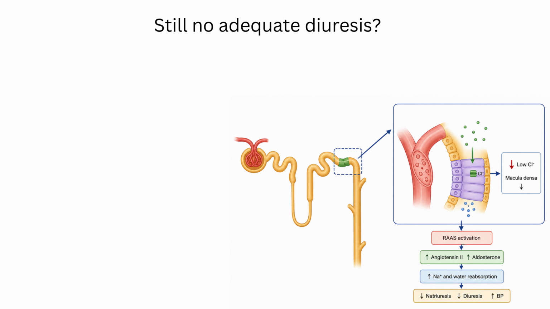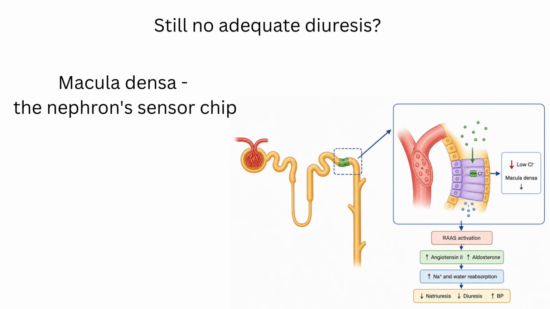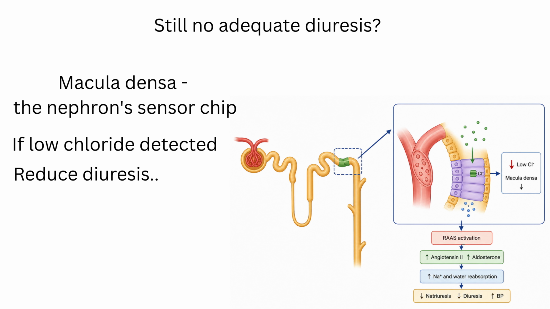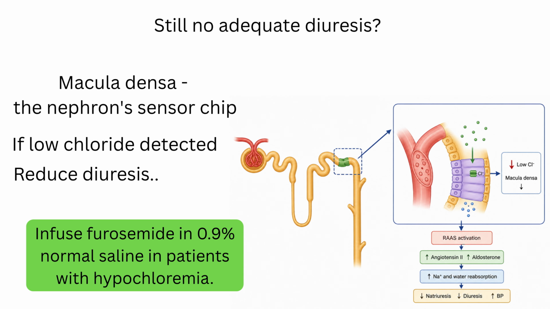What if we're still not achieving adequate diuresis? What should we do? As you know, the nephron contains a sensor called the macula densa. When the macula densa detects a low chloride concentration in the tubular fluid, it activates mechanisms that reduce the diuretic response. That's why we should check the patient's chloride level. If hypochloremia is present, consider administering furosemide in 0.9% normal saline.